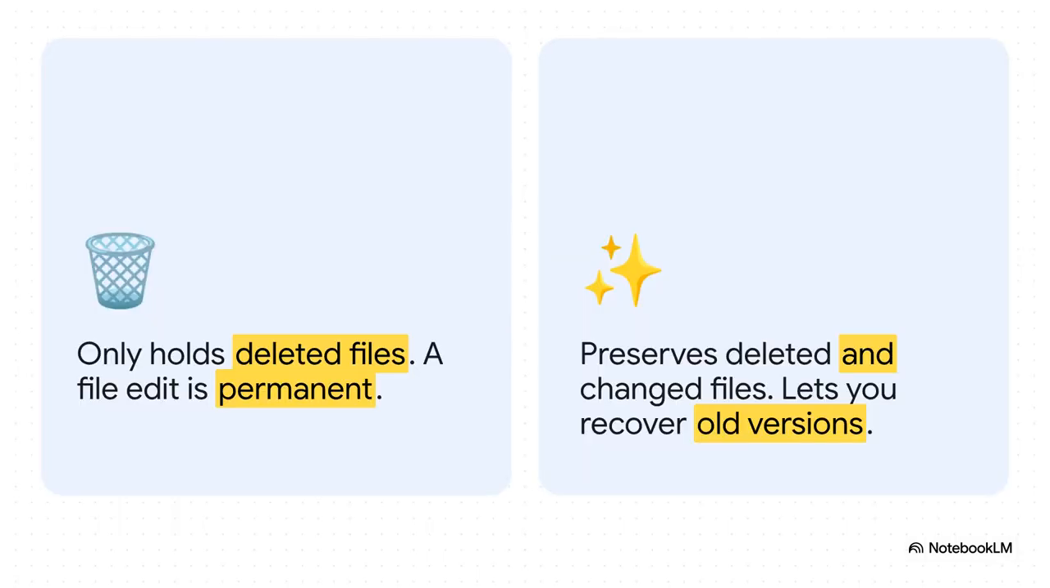Your PC's recycling bin only helps if you delete something. But what if you just saved a bad edit to a massive spreadsheet? A snapshot lets you recover the previous version of that file. It protects you against unwanted changes, not just deletions, and that is a massive advantage.